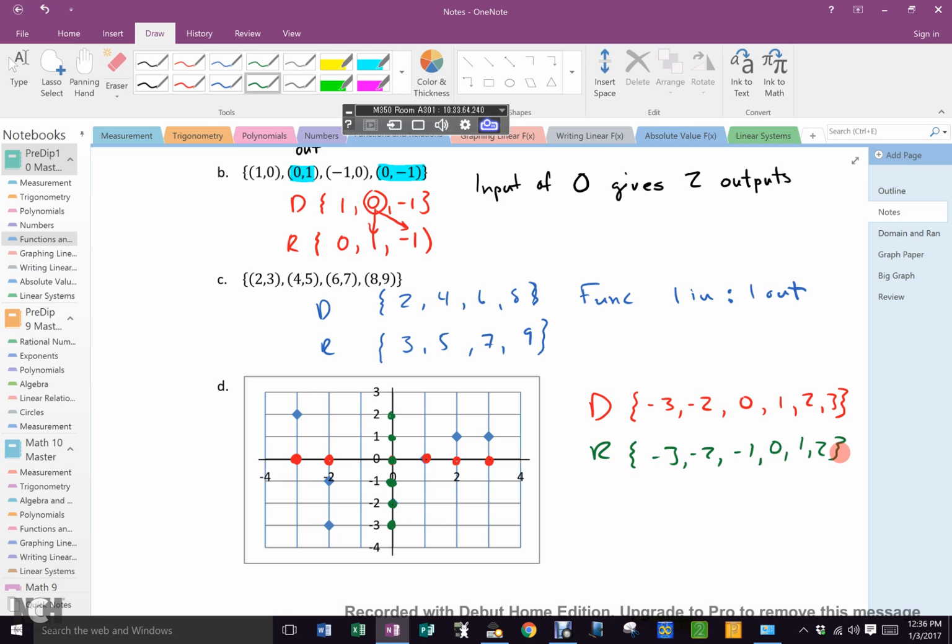Why did I have to put commas here? Because what? It's one number. Is there any output or input between the dots? No. So I have to keep them as separate elements. Everybody cool? Now, is it a function? Or is it a relation?